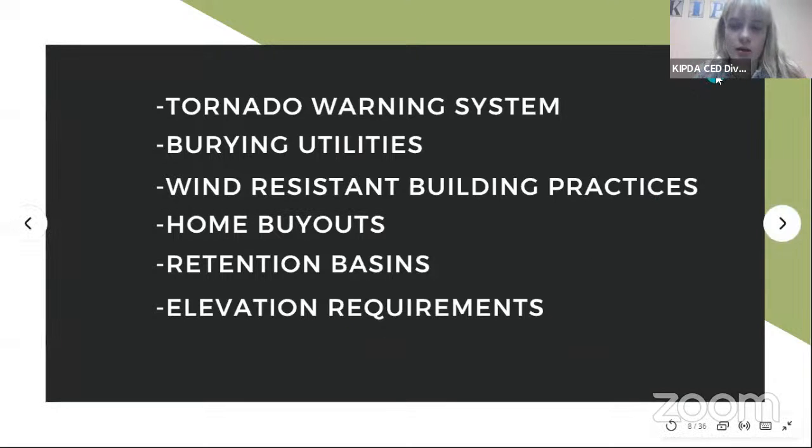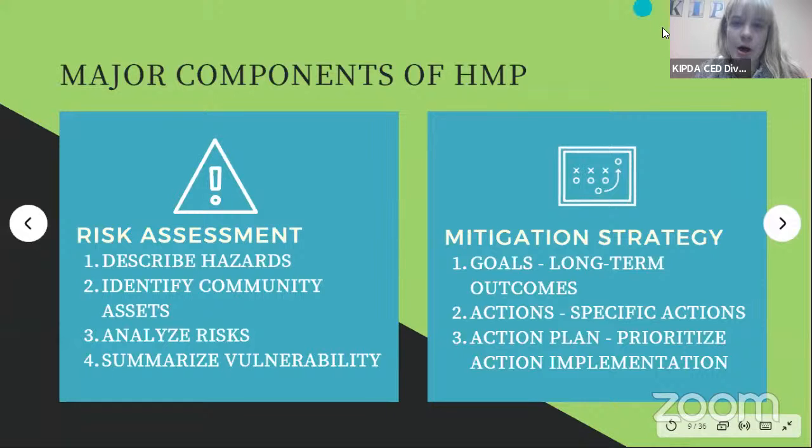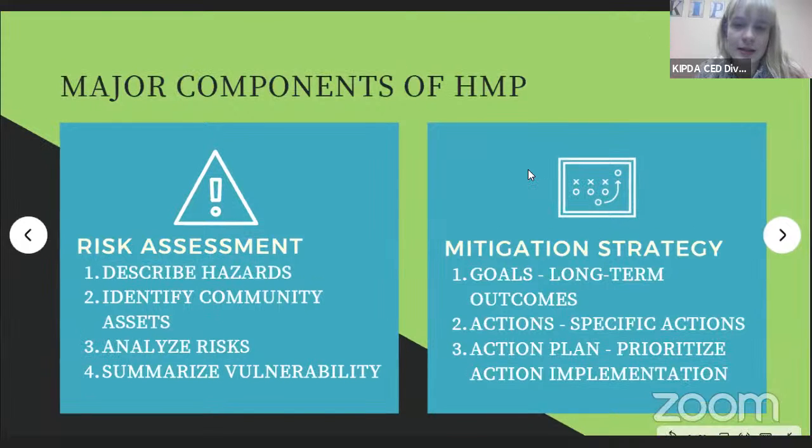All right. The major components of our hazard mitigation plan are the risk assessment and the mitigation strategy. Today we're going to be talking about the risk assessment. The risk assessment describes hazards, identifies important community pieces of infrastructure and assets, analyzes risk, and summarizes our community's vulnerability. The mitigation strategy is in response to that, and it comes up with a series of goals and potential actions and projects for our communities to address these risks.